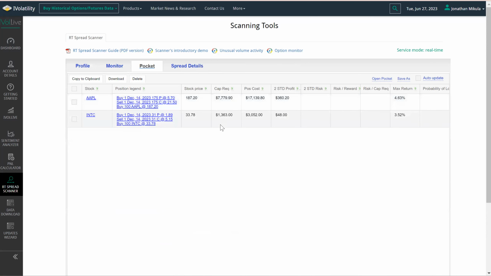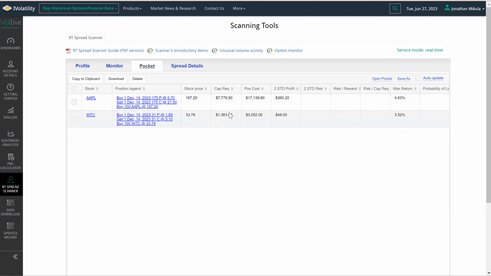So now we have two interesting conversion trades. Apple pays out a bit more than Intel. All else being equal, I would probably gravitate towards Apple, because why not make the higher percentage? Although the big difference is Apple has a much higher nominal share price here. Apple's currently at 187. Intel is only at 33.78. So you could see the big difference here is in capital required.